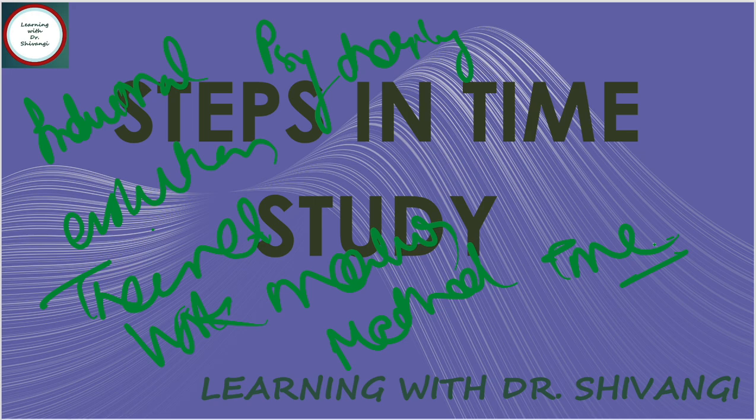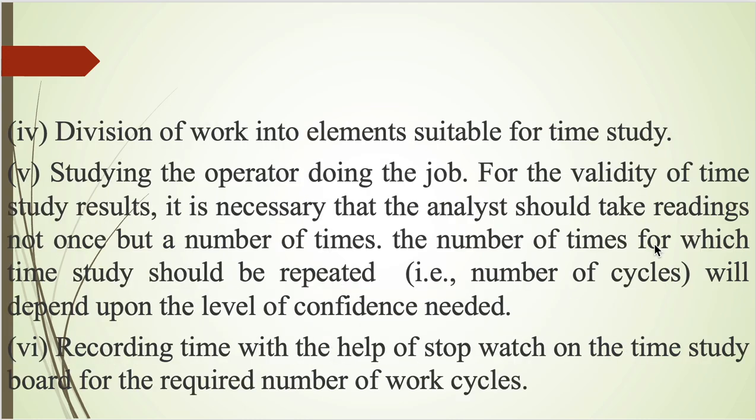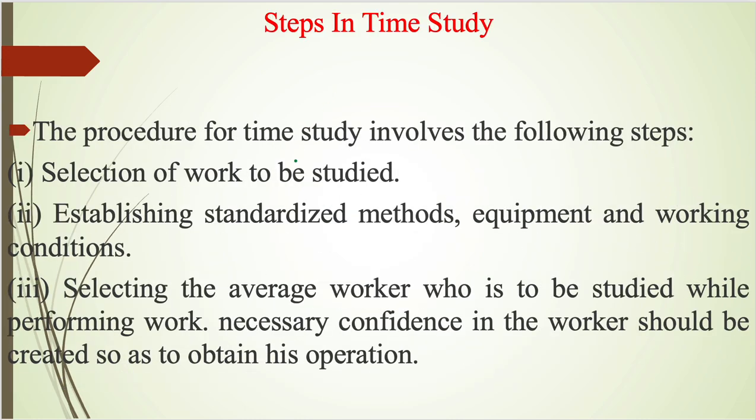Now coming to the main topic, which is steps in time study. There are several steps involved in the time study within the organization, which are discussed in the upcoming slides. First, the procedure of time study involves the following steps. First is selection of work to be studied. In this time study, firstly the observer has to study the work done by the workers. Second is establishing standardized methods, equipment and working conditions also. So the observer should also study the standardized method of work done by workers, the equipment used in the work and the working conditions of the workers, so that they can measure the work time study properly.